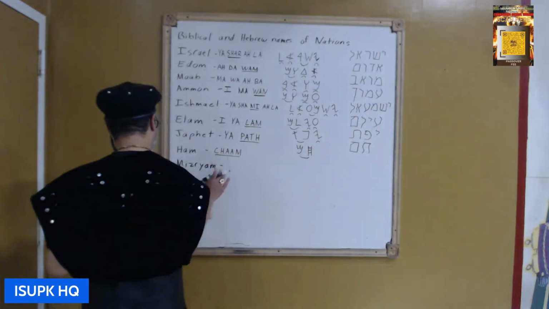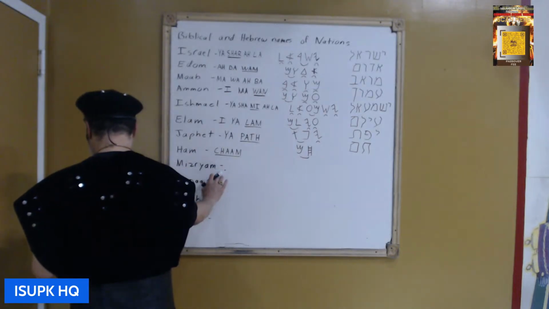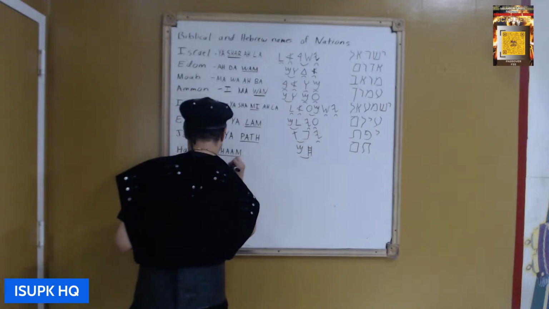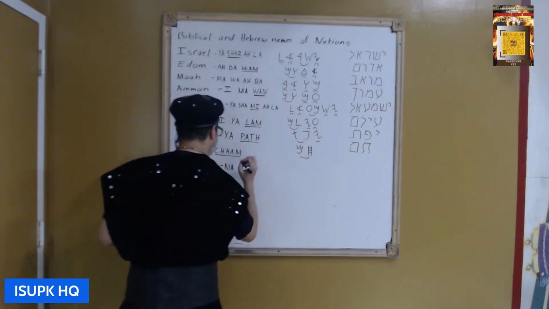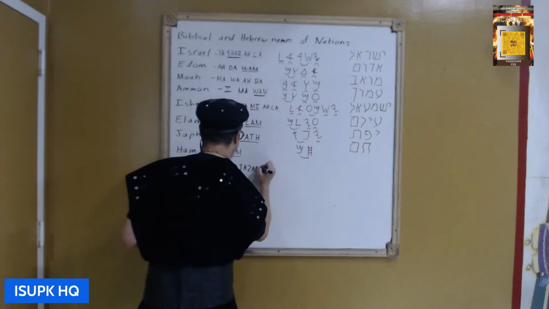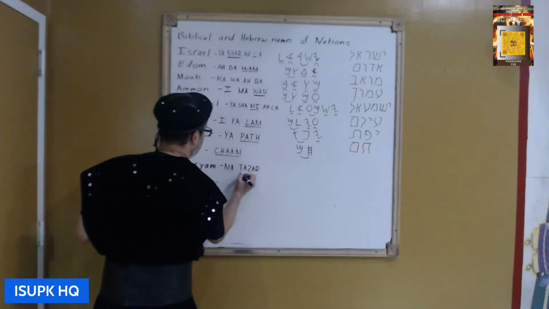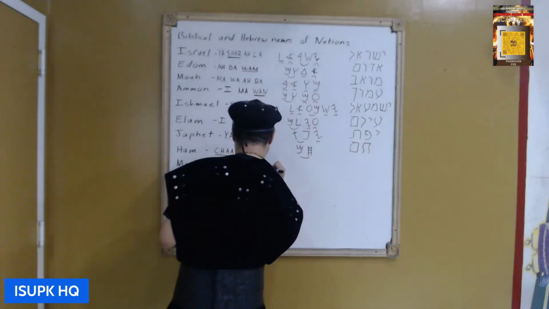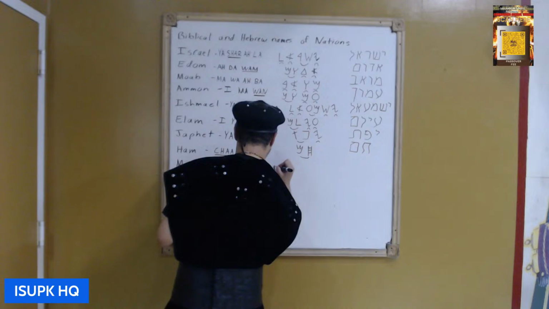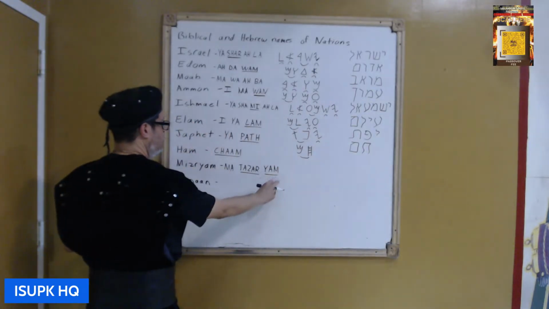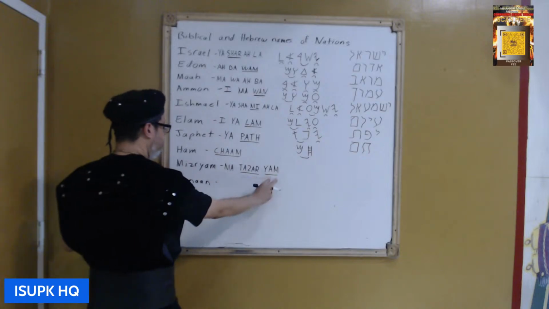Now you have Mizraim. This is Ma, Tazar, Yam. So it's a Ma, Tazah, connected to a Ra, so it will be Tazar, and then Yam. And the Yam is connected. You have a Ya and a Ma connected. So it's Ma Tazar Yam.